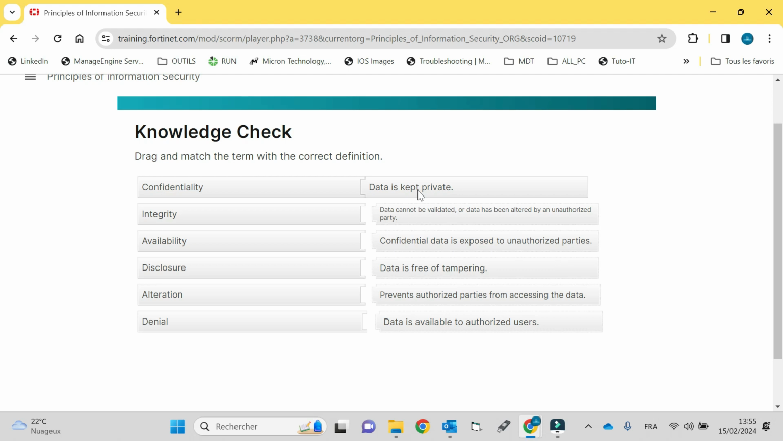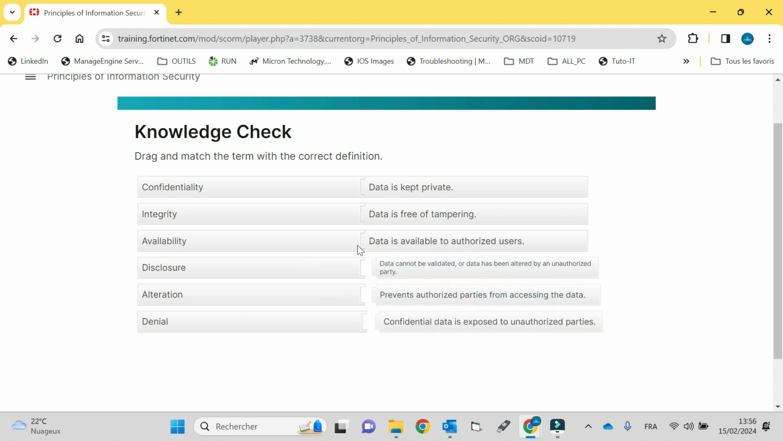What is integrity? Data is free of tampering. Integrity. We'll drag it here. Availability: data is available to authorized users.